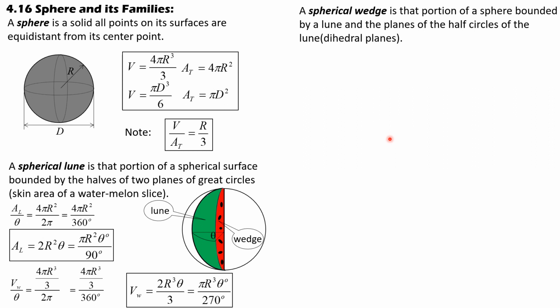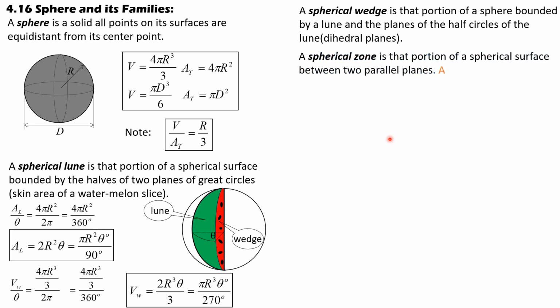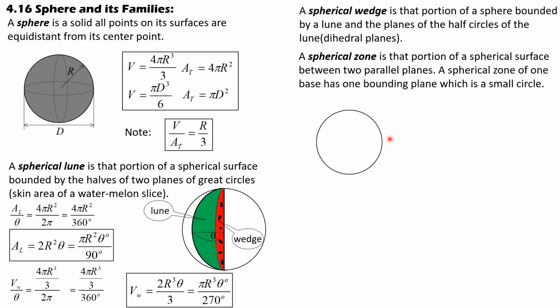So we define a spherical wedge as that portion of a sphere bounded by a lune and the planes of half circles of the lune called dihedral planes. Then we define next a spherical zone, which is that portion of a spherical surface between two parallel planes. And a spherical zone of one base has one bounding plane, which is a small circle.